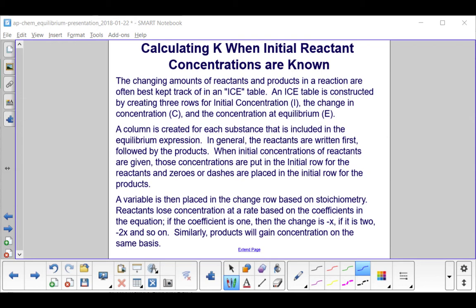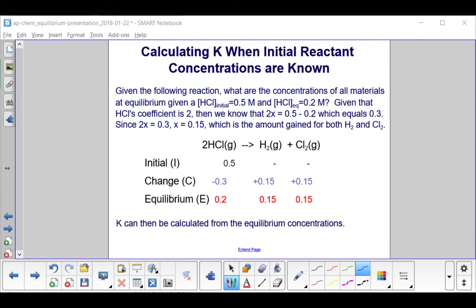A variable is then placed in the change row based on stoichiometry. Reactants lose concentration at a rate based on the coefficients in the equation. If the coefficient is 1, then the change is minus x. If it is 2, minus 2x, and so on. Similarly, products will gain concentration on the same basis. So rather than minus x or minus 2x, you might see plus x or plus 2x. So let's go through an example.